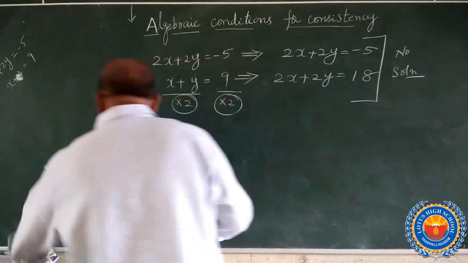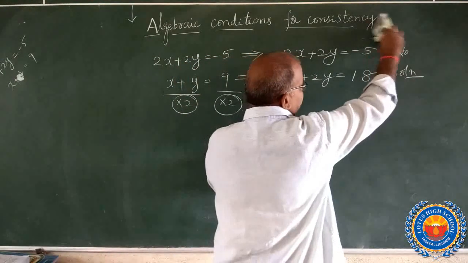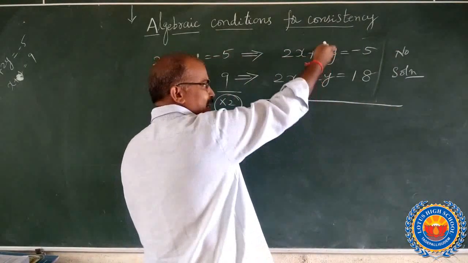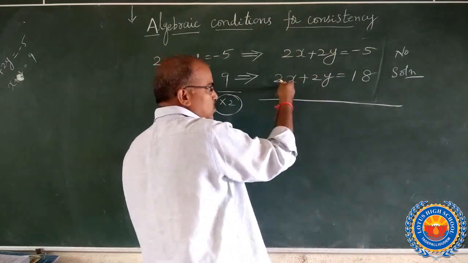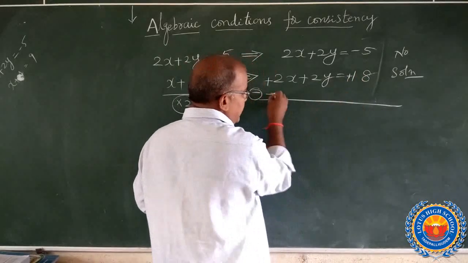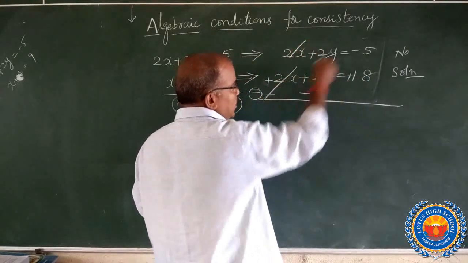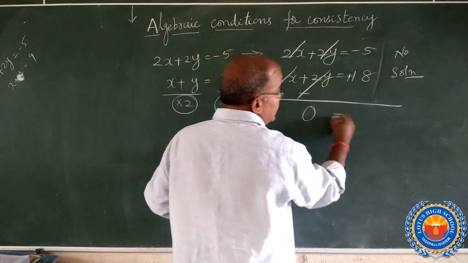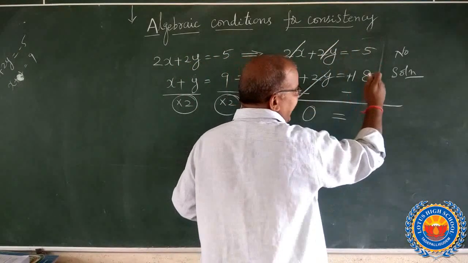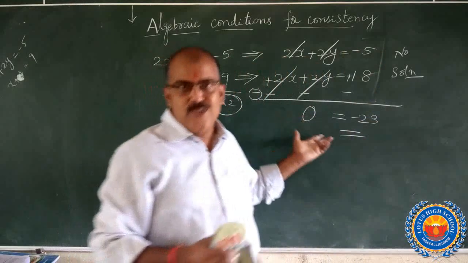Suppose if you want, you can solve these two equations. How to solve? This is the elimination method. Both are plus symbols, here plus 2x, here plus 2x, here plus 2y, here plus 2y. No problem, go for subtraction. 2x minus 2x is 0, plus 2y minus 2y is 0, whole is 0. 0 is equal to minus 18 minus 5, that is minus 23. Is the statement true? 0 is equal to minus 23?